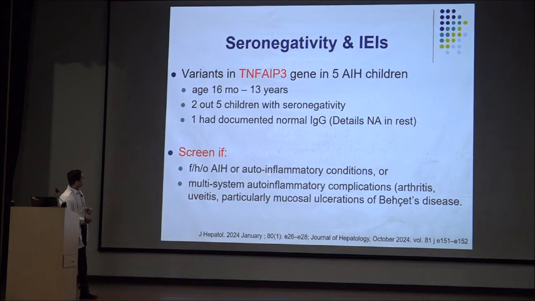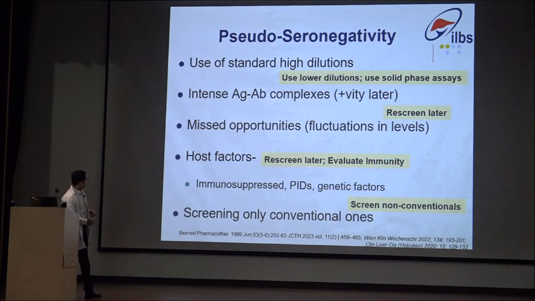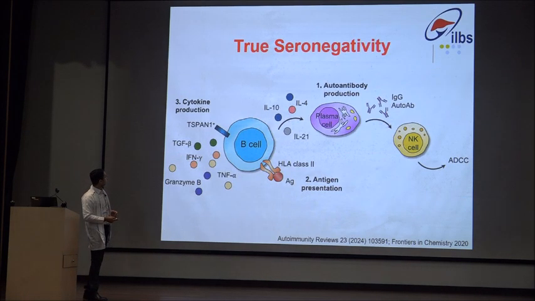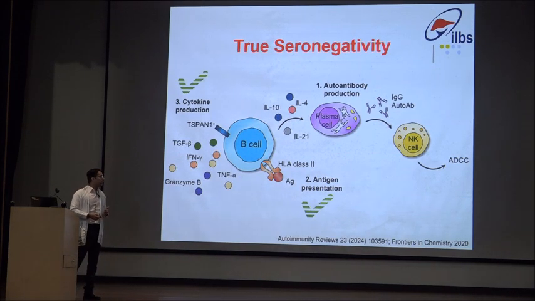So you screen them if you have multi-system autoinflammatory conditions along with autoimmune hepatitis. So immunosuppressed, immunodeficiency, genetic factors, so you rescreen and evaluate immunity. Or if you are only screening the conventional ones, I'll show what the conventional ones are, you can screen other autoantibodies.